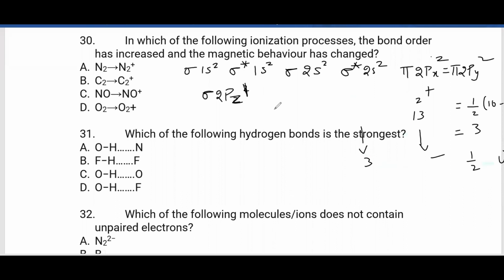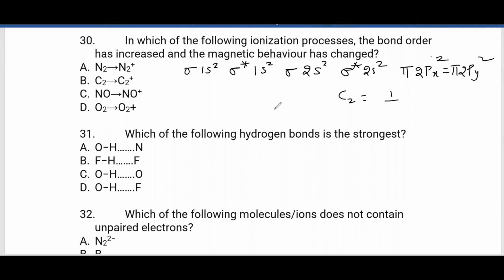Let us check the second option. Second option is carbon molecule C2. C2 means how many electrons are there in C2? It is 12 electrons, and so the configuration will be this one for C2 molecule. And from C2, let us check the bond order for C2.